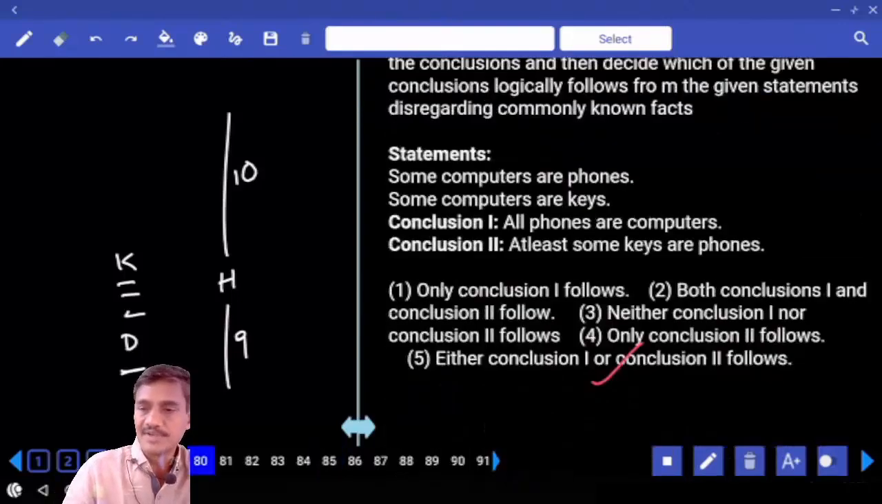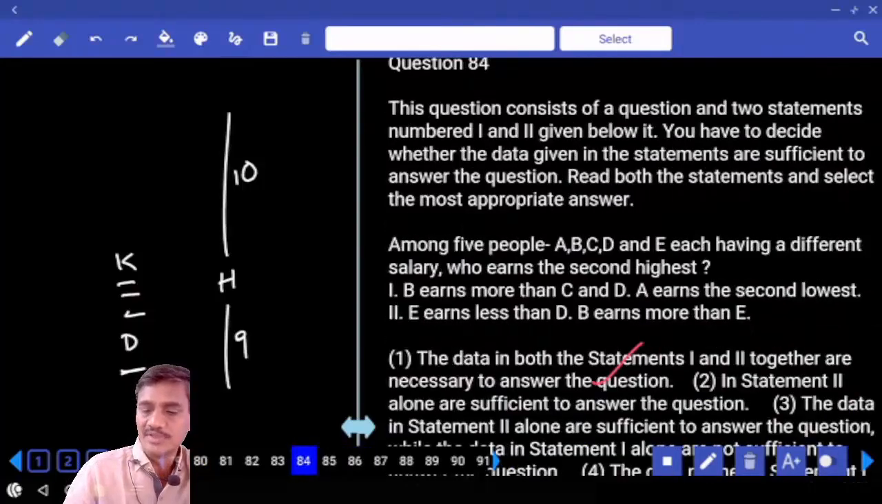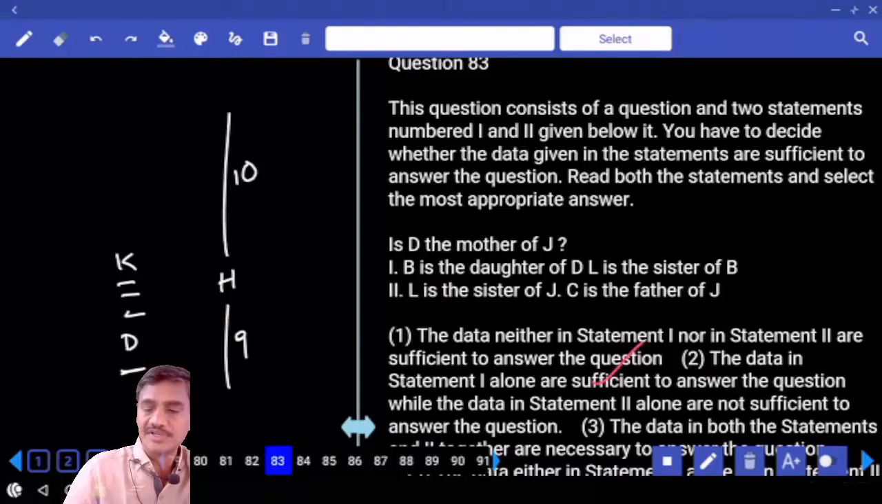85 is done. Then next one, 85 is finished. 84 and 83 are done, and 81 remains.